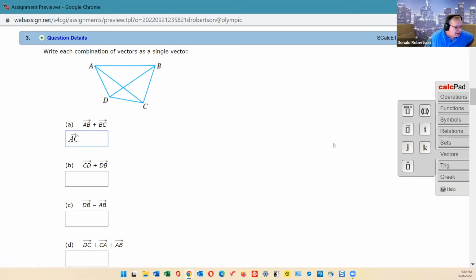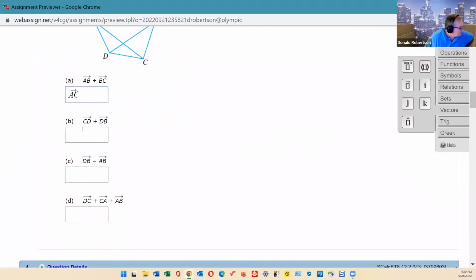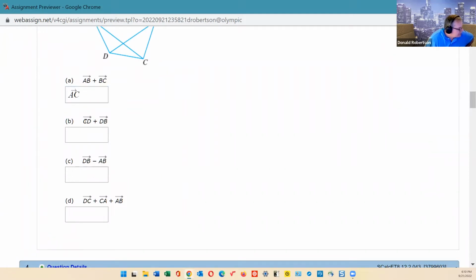Right? That's how you get AC with an arrow above it. Hopefully that's the right one. Now, if you did this one, would you agree that C to D, then D to B is the same thing as C, B?